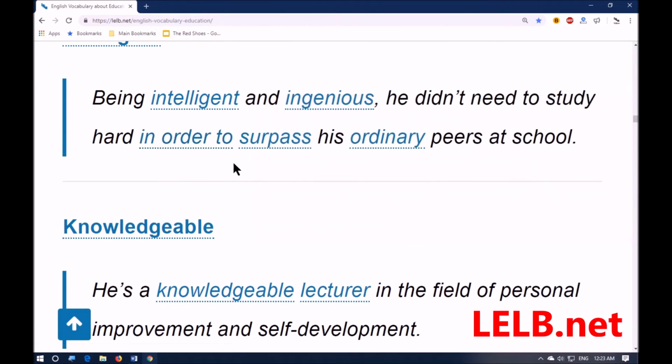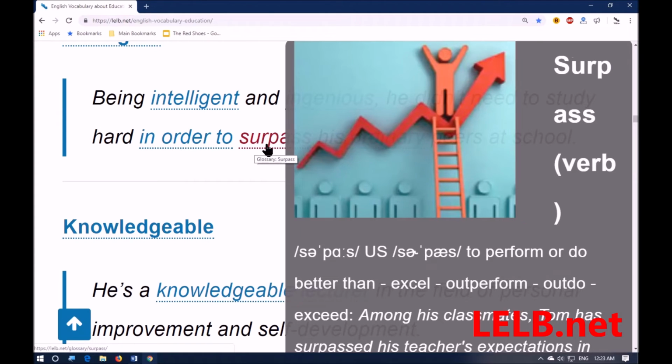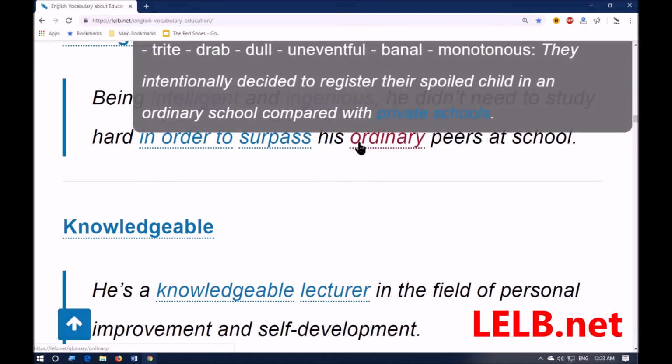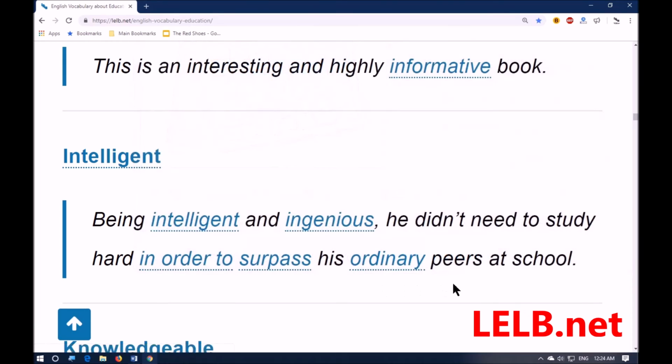He didn't need to study hard in order to, or so as to, with the purpose of doing something. Surpass means to be better than. Surpass, to perform or do better than. Excel, outperform, outdo, exceed. He's ordinary or usual. Ordinary, common, usual, everyday. Commonplace, trite, drab, dull, uneventful, banal, monotonous. Ordinary peers at a school.